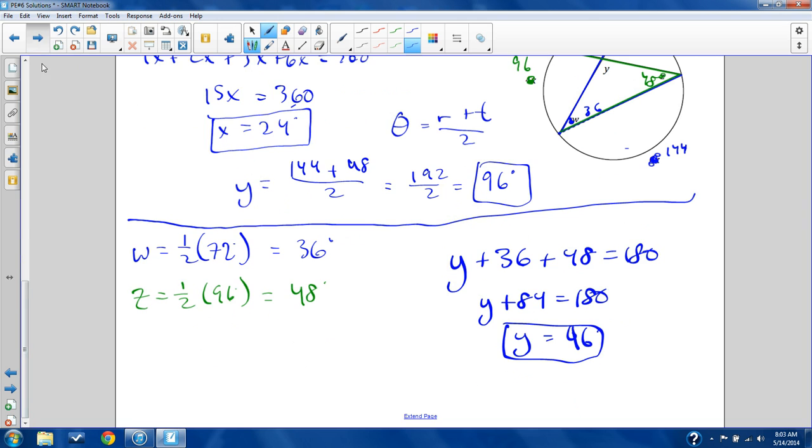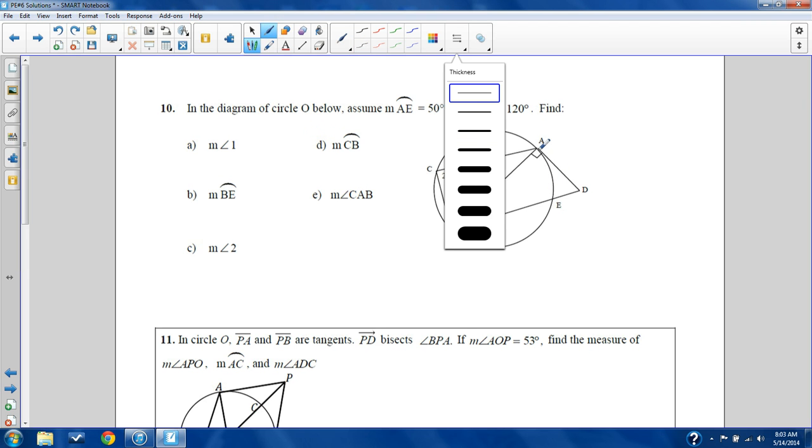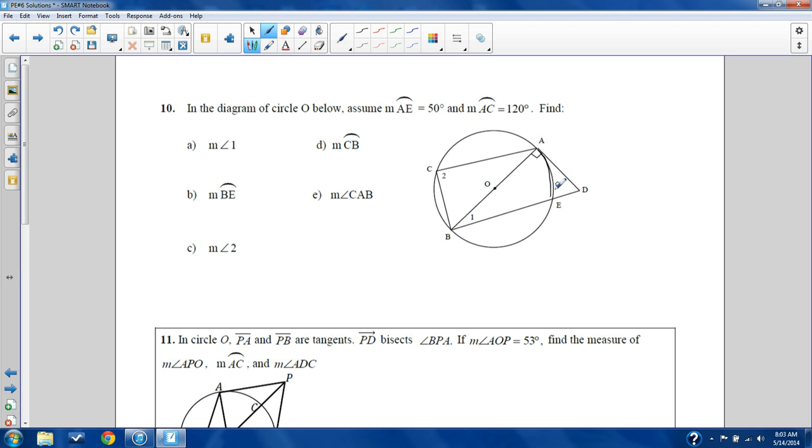Okay, there's the bottom of that page. Final page. Okay, problem number 10. In the diagram, circle O, assume measure of arc AE is 50. That's this minor arc right here. So as long as you know where you're looking here, and you can say that's 50 with a clean conscience, I gotcha. So that's 50 degrees. Measure of arc AC is 120. So boom, right there is 120. And we have to find all these guys right here.